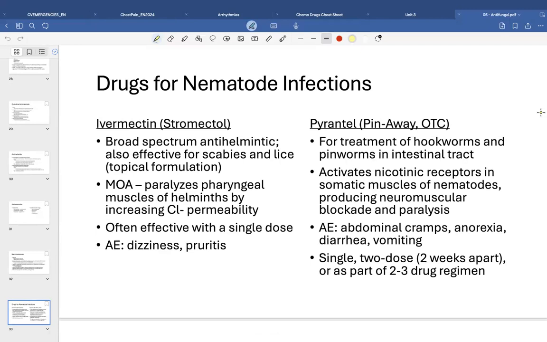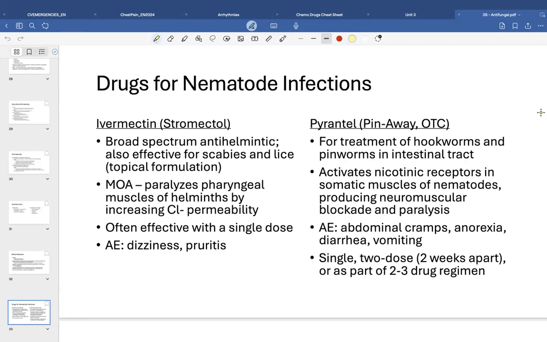This is really a broad spectrum anti-helmintic for scabies and lice. It's used for worm infections as well. Basically, it paralyzes the muscles of helminths by increasing chloride permeability, and basically the neuromuscular transmission there is going to be disrupted. Usually given as a single dose for scabies and lice.